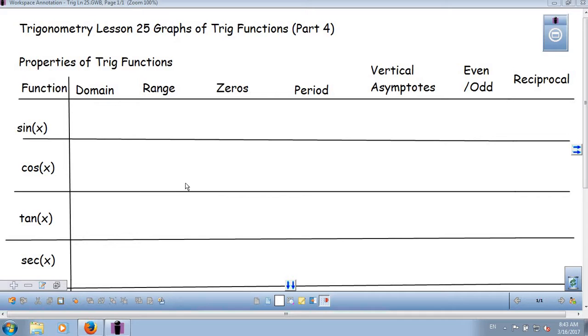Now today I would like to concentrate on the properties of the graph. Some of the specific things that we need to know about each of the sine, cosine, and tangent graphs. We're going to start with domain and range. I already created a table here for you. We have the functions in the first column, and then the domain, range, zeros, periods, vertical asymptotes and the position of the vertical asymptotes, whether the function is classified as an even or odd function, and the reciprocal function of that particular function. Those are the major things that you need to be familiar with. All right, so let's start.